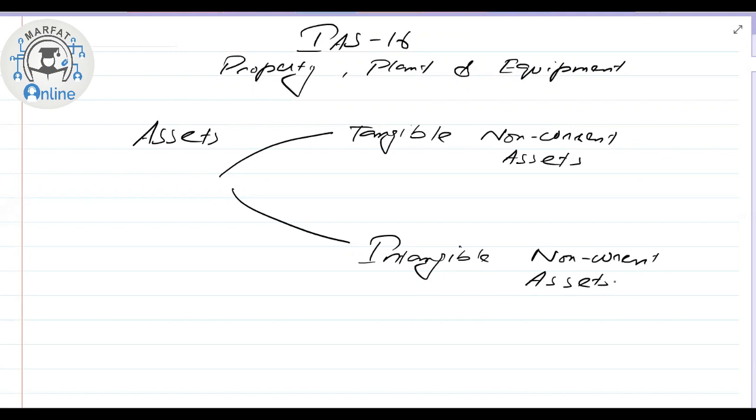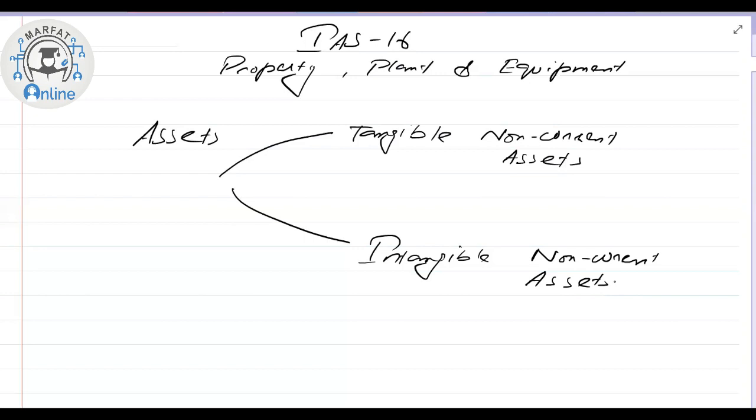Now, tangible non-current assets are the assets which have physical existence, like for example, buildings and motor vehicles. Intangible assets are those assets which do not have physical existence, like for example, licenses, copyrights, formulas, and software. These are the intangible non-current assets which do not have physical existence.